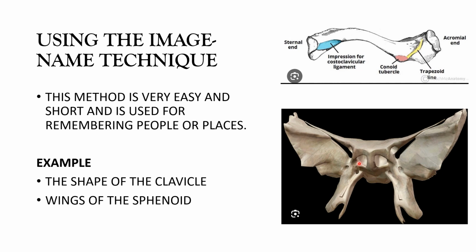Another bone here looks like a bat. You will agree with me that this bone looks like a bat. These are the wings of the sphenoid. This is the lesser wing of the sphenoid, this is the greater wing of the sphenoid. It's found within the middle cranial fossa. Once you see this, your brain can tell you that you related this to a bat, and this is the wings of the sphenoid. So it helps you in remembering these things.